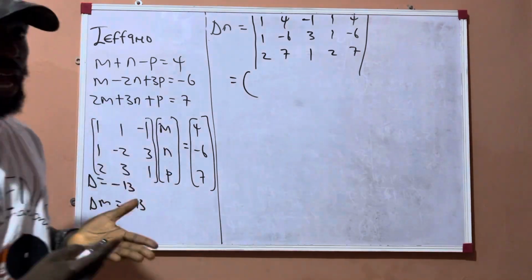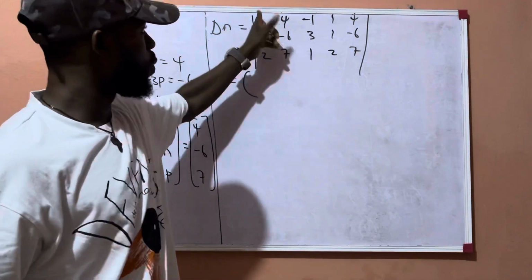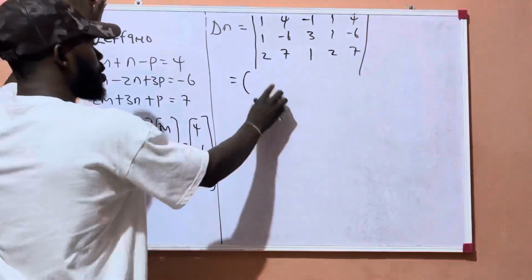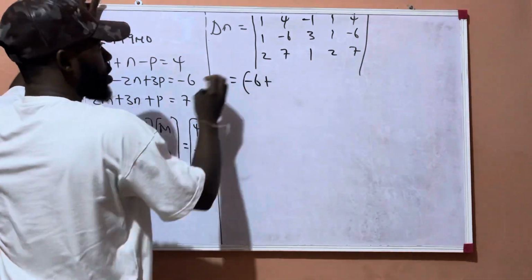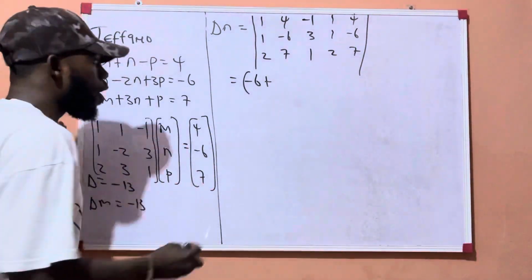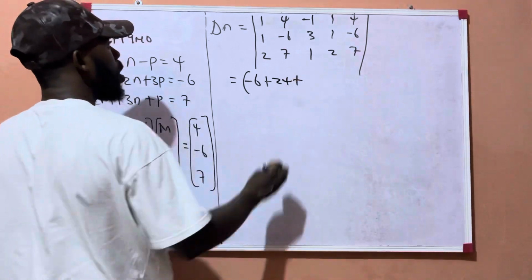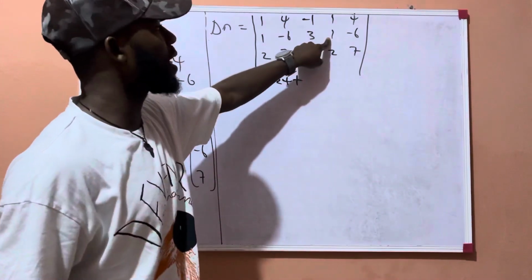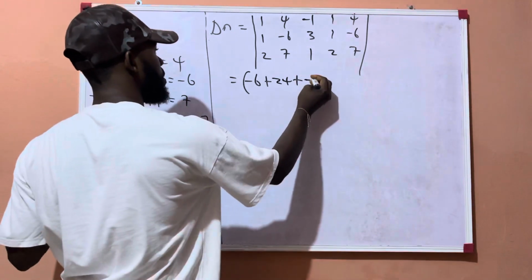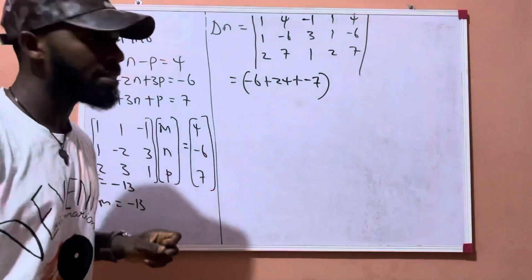First three elements diagonally are 1, minus 6, 1. 1 times minus 6 gives us minus 6. Minus 6 times 1 also gives us minus 6. So we have minus 6 plus. Now, 4 times 3 gives us 12. 12 times 2 gives us 24. We have 24 plus. Minus 1 times 1 gives us minus 1. And minus 1 times 7 gives us minus 7. Now we close our brackets.